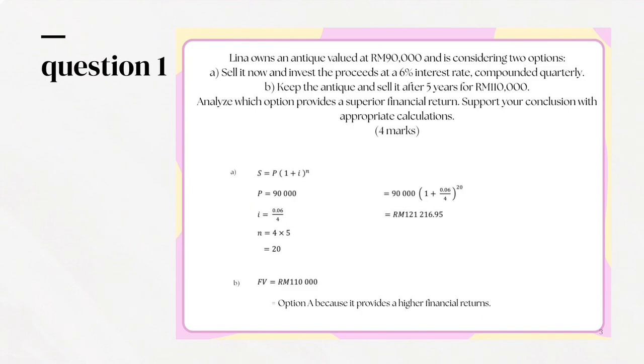Then we will substitute all the values into the formula. Calculate using the calculator, and lastly we get the answer, which is 121,216 and 95 cents. Next, we will move to option B. The future value is already given, which is 110,000 ringgit. So, we can compare option A and option B to see which is better. Finally, we can conclude that option A is better because it provides a higher financial return.